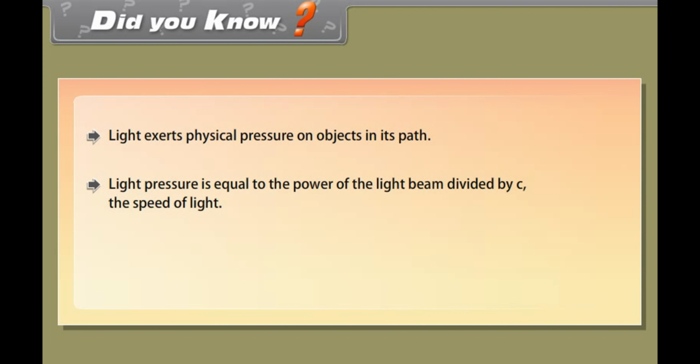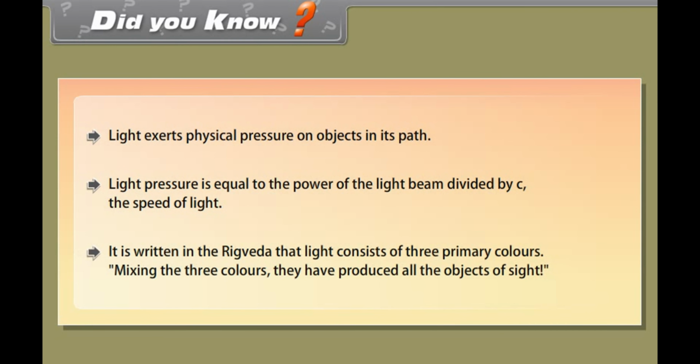Did you know? Light exerts physical pressure on objects in its path. Light pressure is equal to the power of light beam divided by c, the speed of light. It is written in the Rig Veda that light consists of three primary colors. Mixing the three colors, they have produced all the objects of sight.